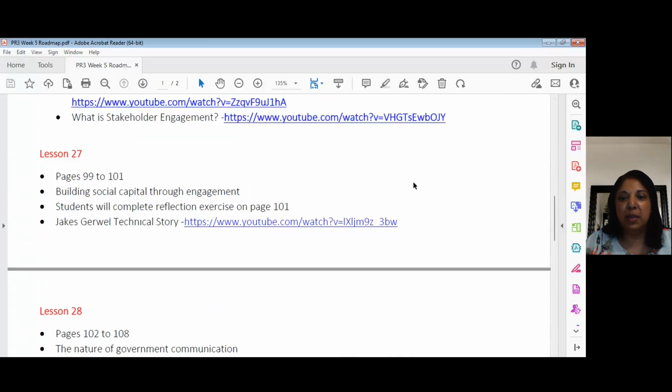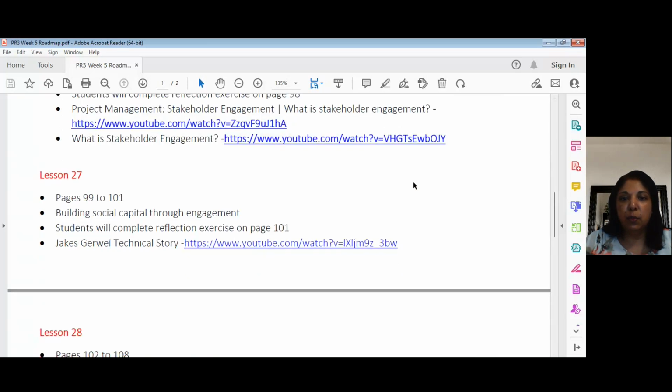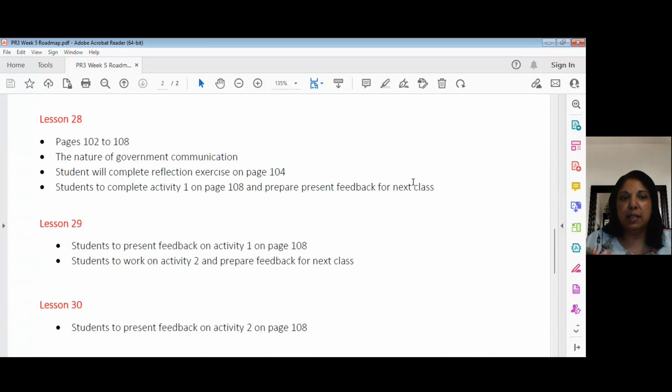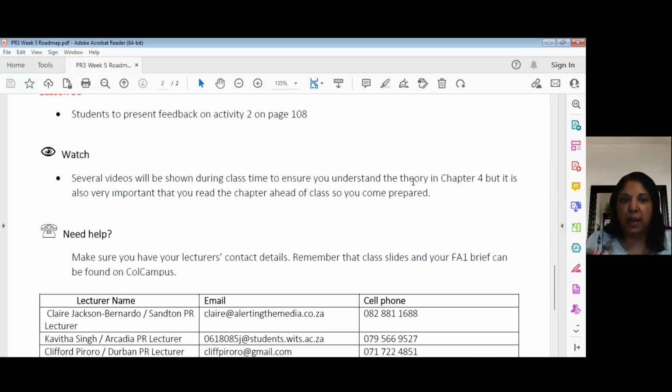You saw that we started gradually giving you exercises, case studies, and activities to work on, because this week is full of them. In terms of lesson 28, the nature of government communication, there's another reflection exercise on page 104. Lesson 29, you present feedback on the activity on page 108, and students work on activity 2 and prepare for feedback for next class. In lesson 30, students present feedback on activity 2 on page 108.